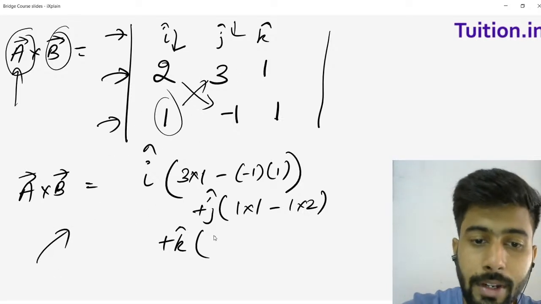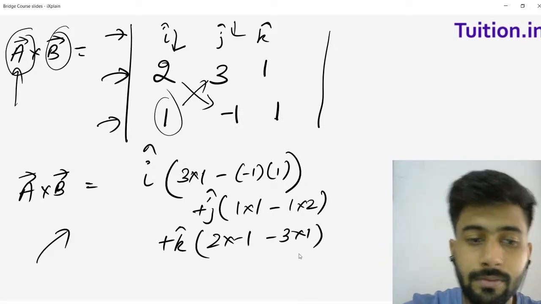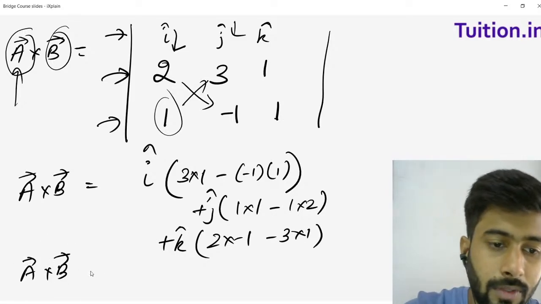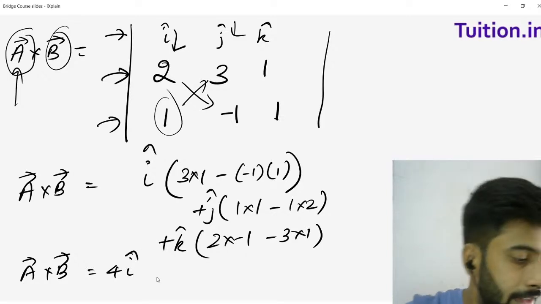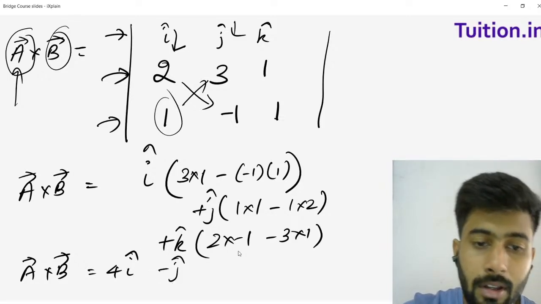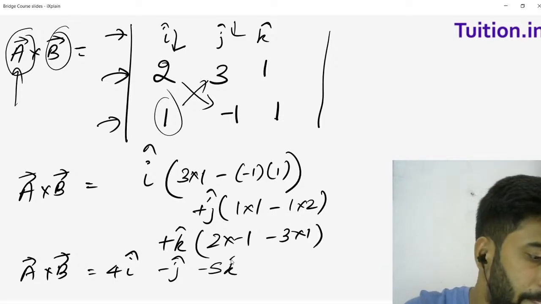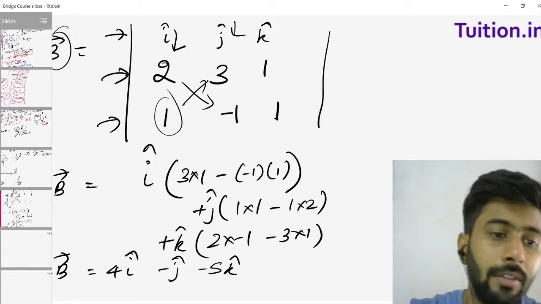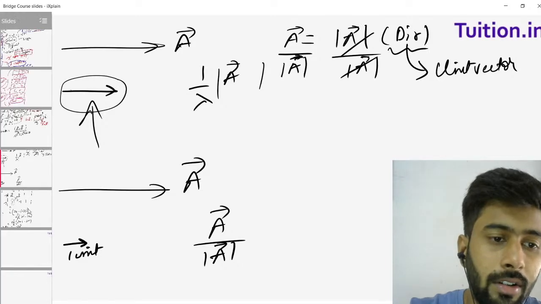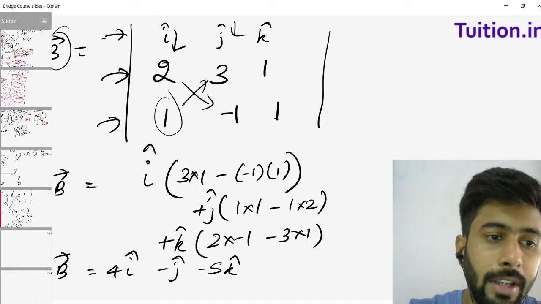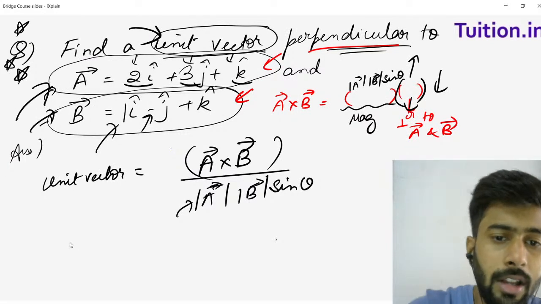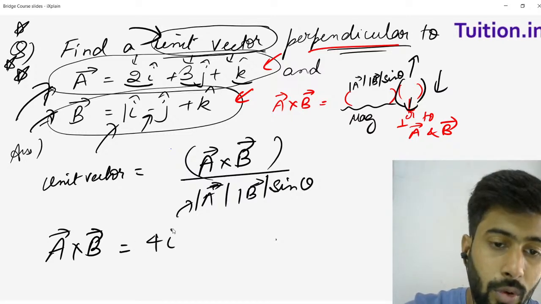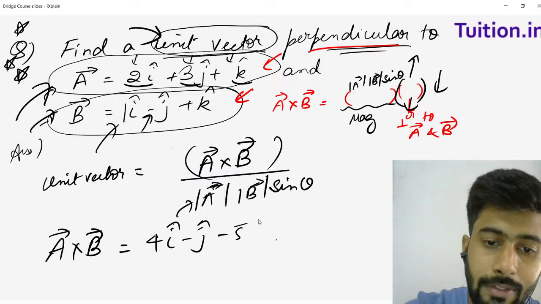So k cap into 2 into minus 1 minus 3 into 1. And let's see what this is going to give me. A cross B is 3 plus 1, 4 i cap, and then 1 minus 2, which is minus j cap, and minus 2 minus 3, which is minus 5 k cap. Am I right? Yes, I am right. So I have got my A cross B vector with this method. I had A bar in the component form. Where is my A bar? Let's go back. This is my A bar, this is my B bar. I got my A cross B vector using the matrix method, and that vector is equal to 4i cap minus j cap minus 5k cap.